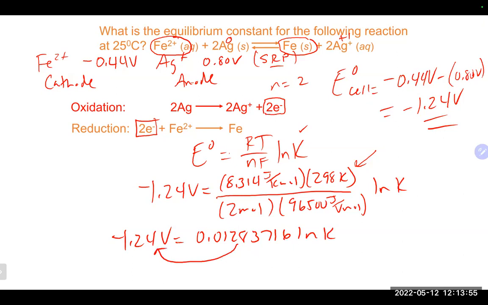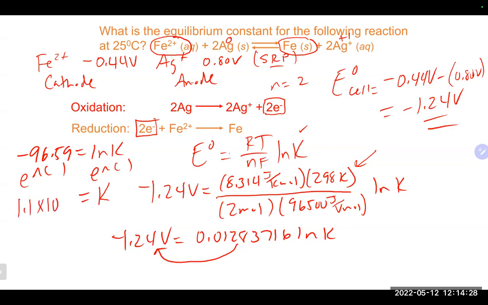We will divide this to the other side. 1.24 divided by our answer gets us a negative 96.59. I'll do a little rounding now. That is the natural log of K at this point. We are going to take the e of both sides, and when we do that, we get K. Taking the e of this, it looks like 1.1 times 10 to the minus 42.